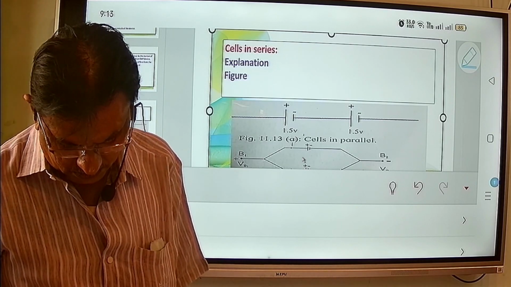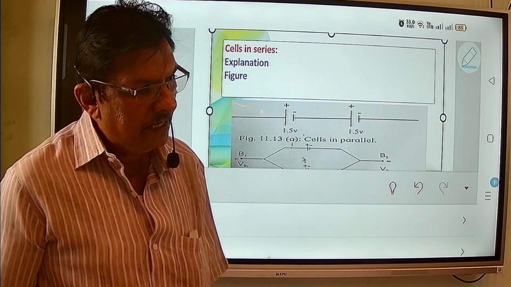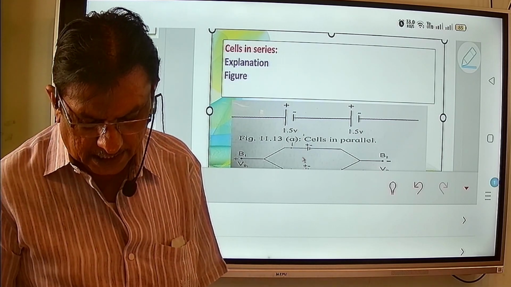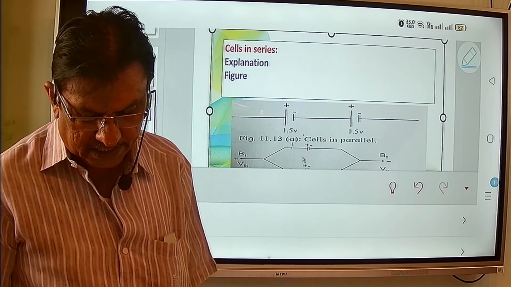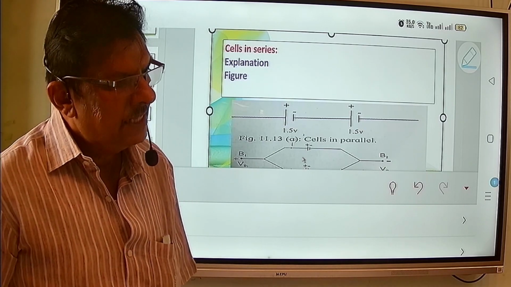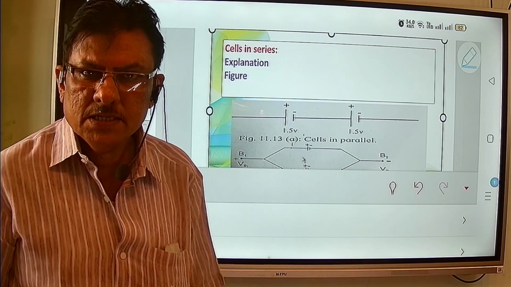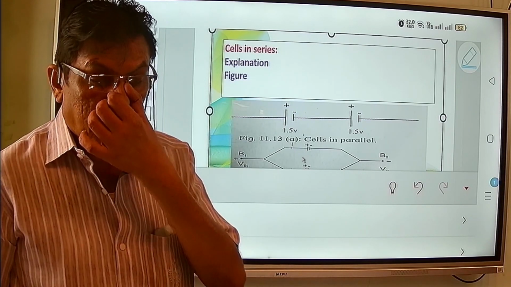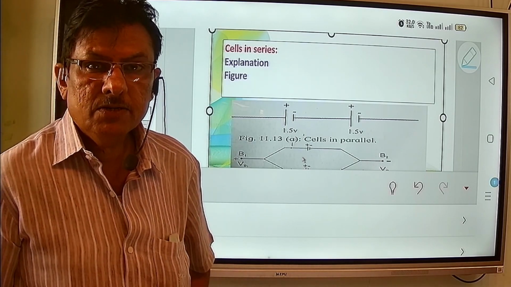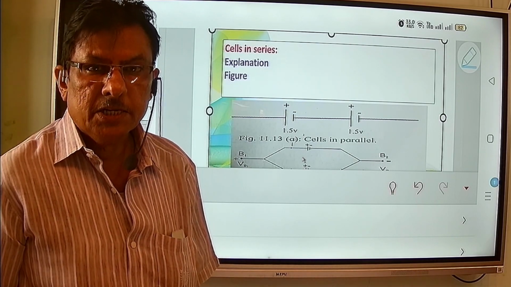Now, the statement I will give you regarding cells in series: the equivalent EMF of a number of cells in series combination is the algebraic sum, that is, summation. Already I had mentioned it, but what happens is we are unable to write the mathematical language into physics language, or into a mathematical statement.